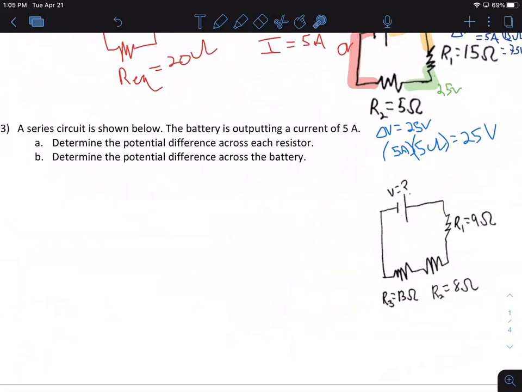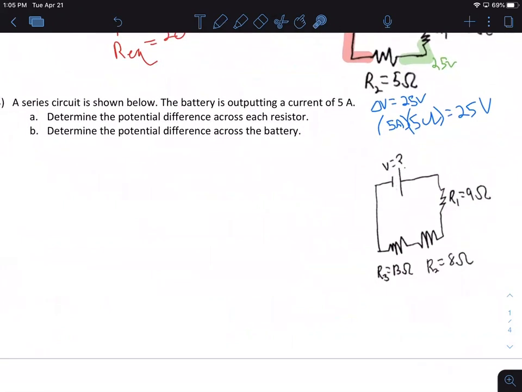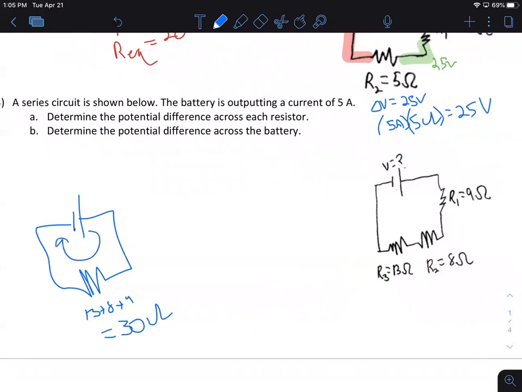Series circuit. Batteries outputting a current of 5 amps. Determine the potential difference across each resistor and the potential difference across the battery. Let's first do it with equivalent resistance. We pretend I just have this. This would be 13 plus 8 plus 9. It's 30 ohms. The current I can say is 5 amps because it's a single loop. Same everywhere in the loop. So it's the same on my equivalent circuit.